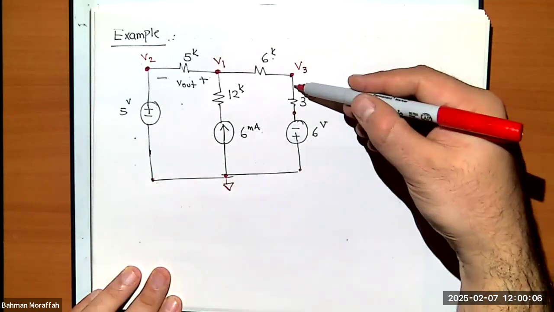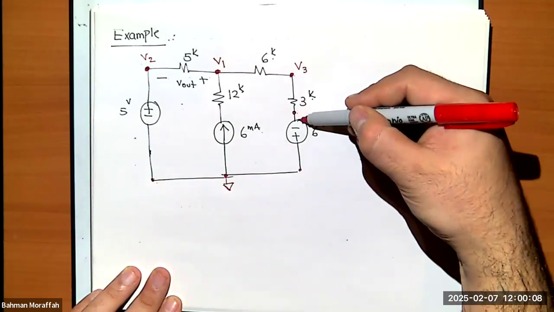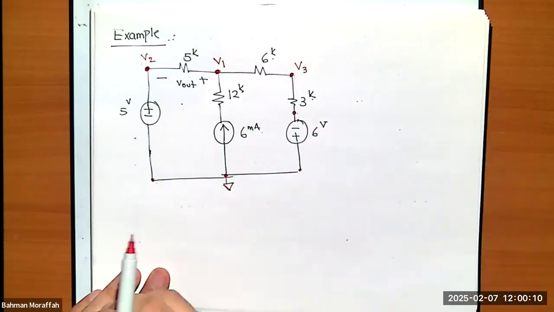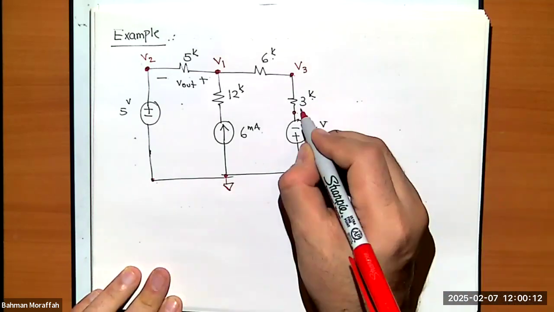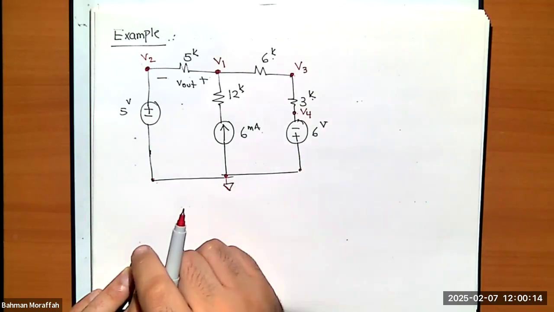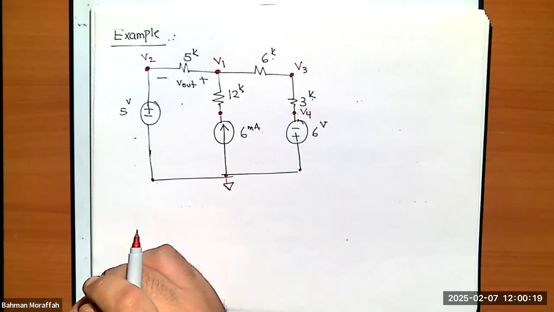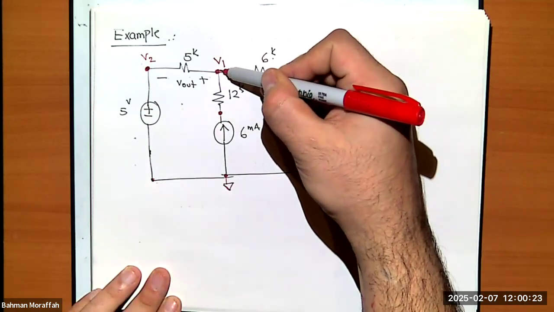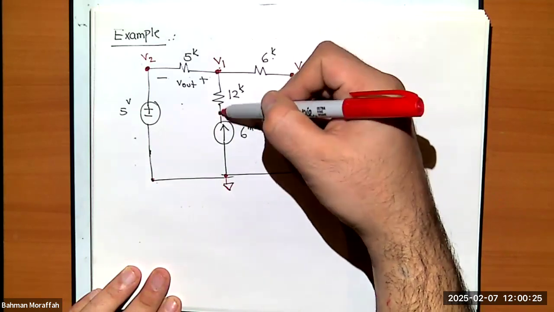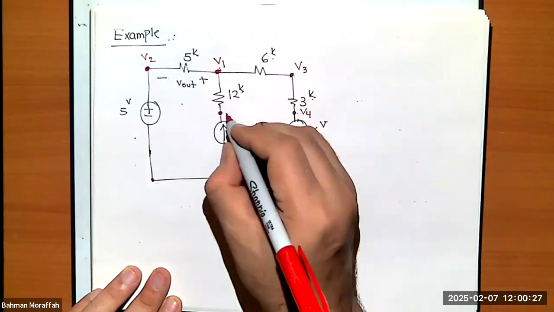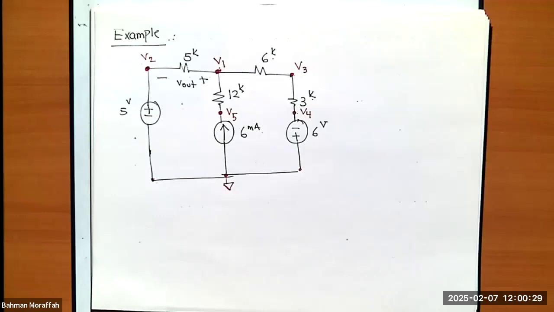It is, because there's a potential difference between these 2 points. There's a voltage drop, right? So that's V4. How about this guy? Is that a new node? It is, because if I look at V1, it is different than V1 because there's a voltage drop. So let's just call it V5. Right?